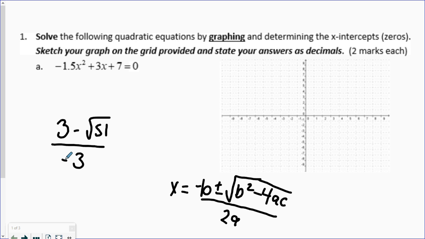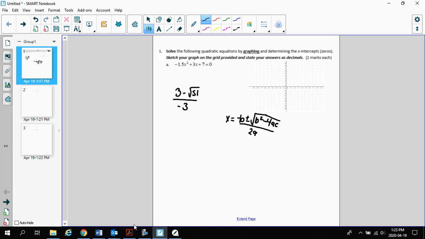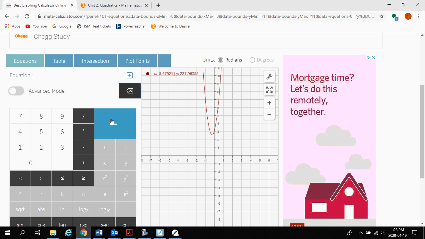I'm not going to go back to your work, but you can solve it algebraically. That's totally fine. But what I want to do, and I want you to practice with your graphing calculator as well, is try putting that into your graphing calculator. So in your y1, graphically, putting in negative 1.5 x to the power of 2 plus 3x plus 7, and then graphing it out.